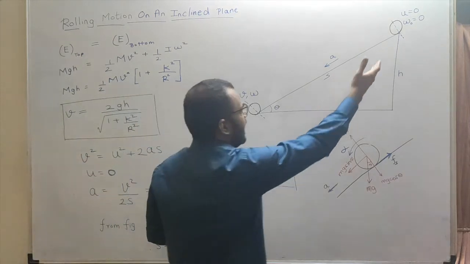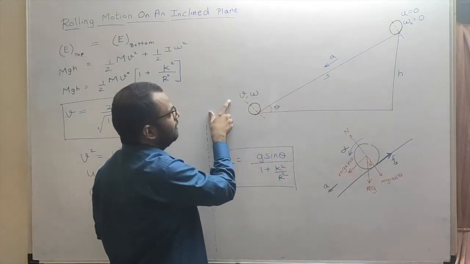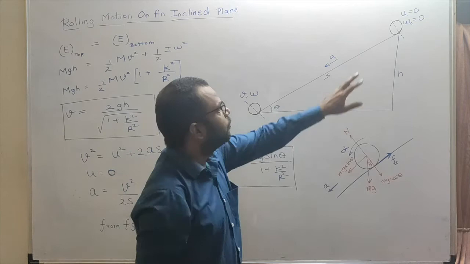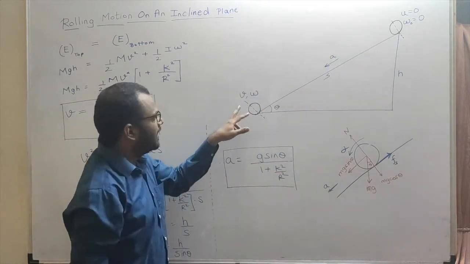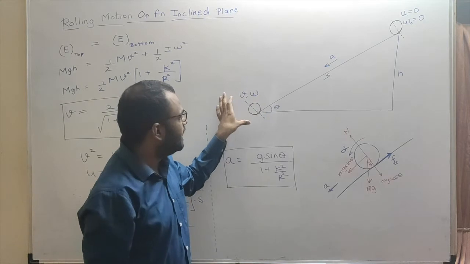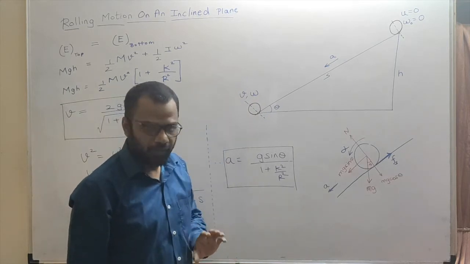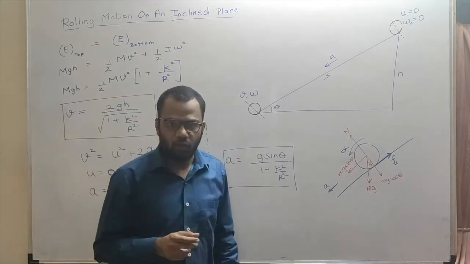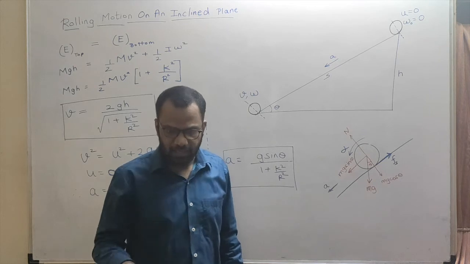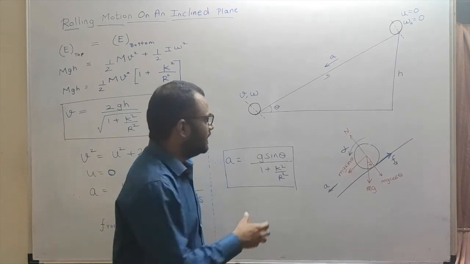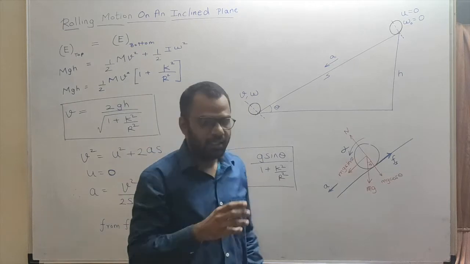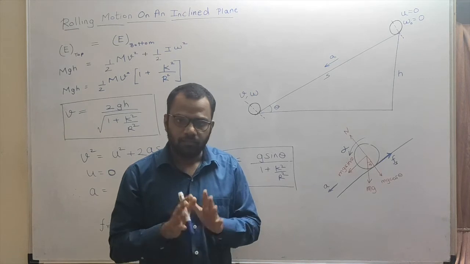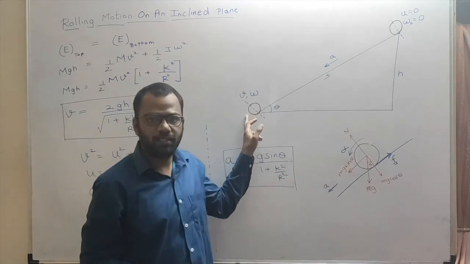As it comes down, we will have some final linear velocity and final angular velocity. Both the velocities are increasing. Now over here it has both the velocities, linear as well as angular, and hence the energy associated over here will be translation kinetic energy plus rotational kinetic energy. Both kinds of energies are associated with the object over here.